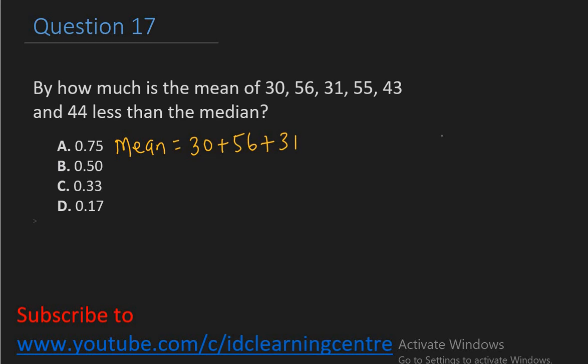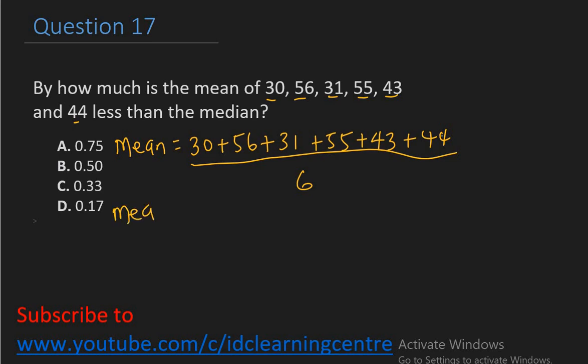Plus 31, plus 55, plus 43, plus 44. How many are they? 1, 2, 3, 4, 5, 6. So you sum everything up and divide by 6. So the mean will be, if you sum everything up, it will give us 259. Now divide 259 by 6. The answer will be 43.167.